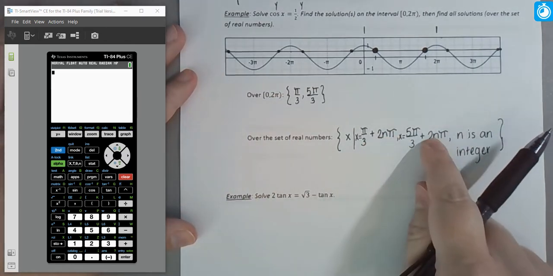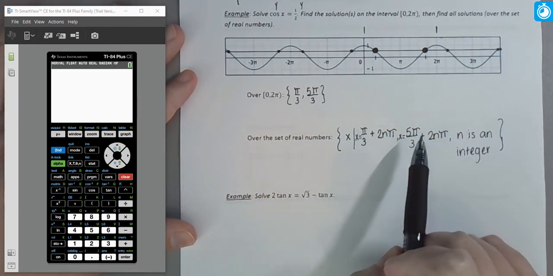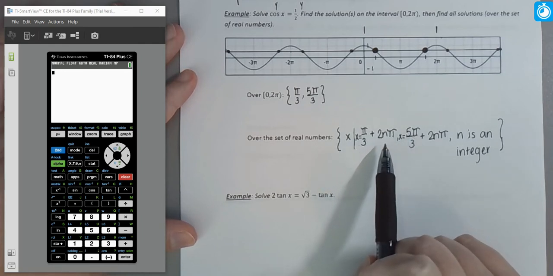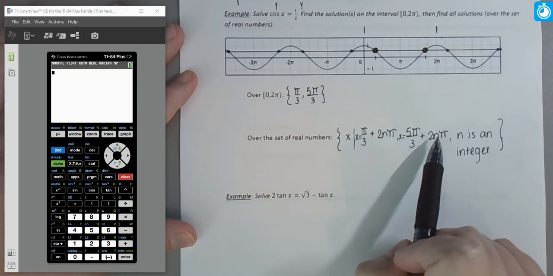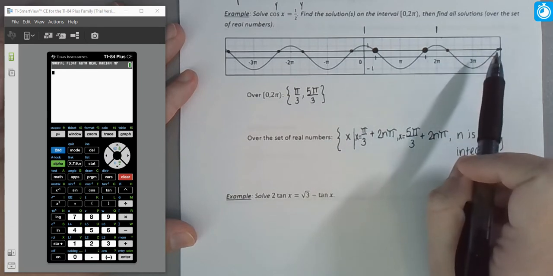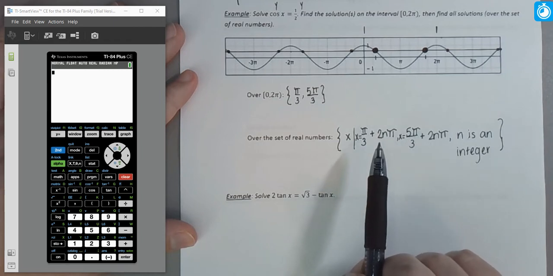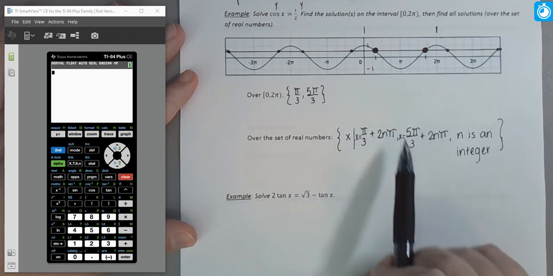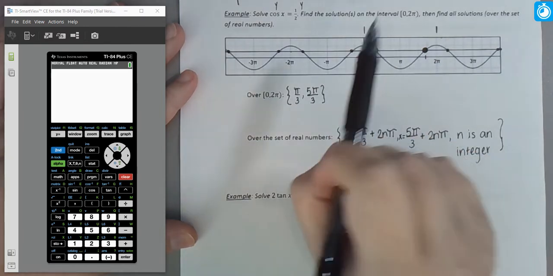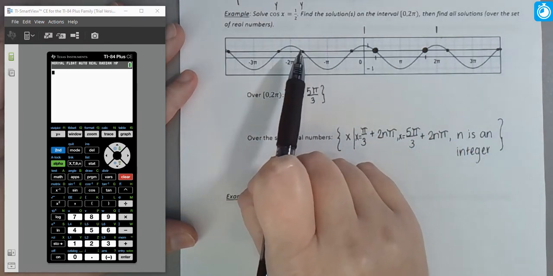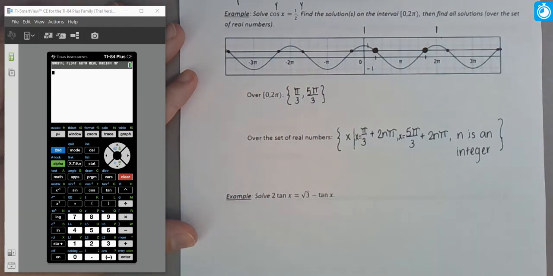If we were to allow n to be 1, well, that would take these two fundamental solutions, add on one rotation around the unit circle, and take us to these two solutions. If we were to allow n to be negative 1, that means take these angles and rotate in the negative direction, which would then generate these two solutions to the equation. And as we continue to add or subtract full rotations, we encounter all of those additional solutions just based on how this function repeats. So that's the basic idea, honestly, behind any trig equation.